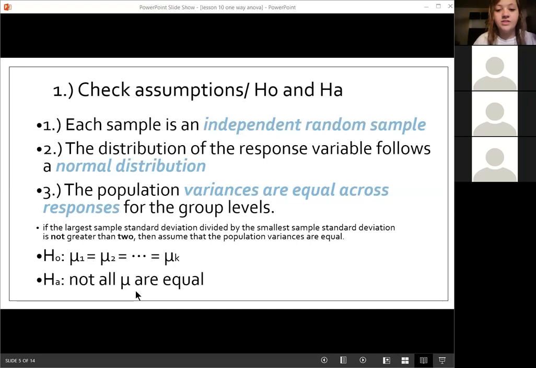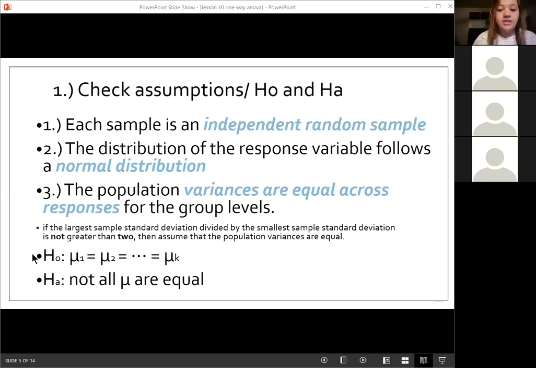And then our assumptions, if we go back to the top, you have to make sure that these 3 assumptions are correct. The first one is that each sample is an independent random sample. The second is that the distribution of the response variable does have to follow a normal distribution. Third, the variances are equal across the responses. Basically the spread has to be equal across those group levels.